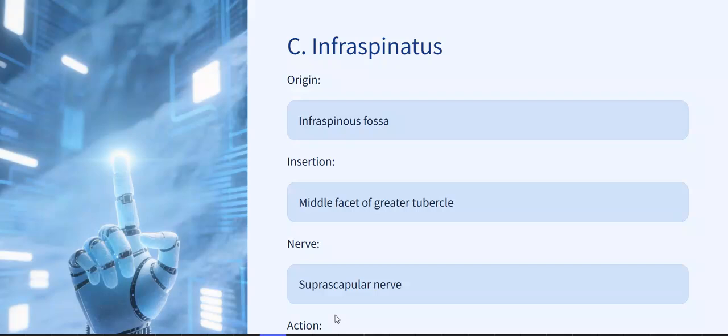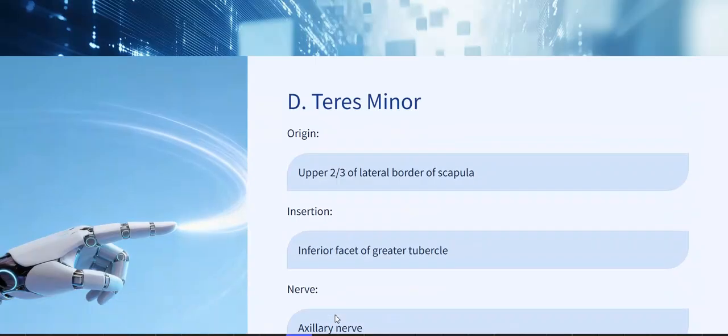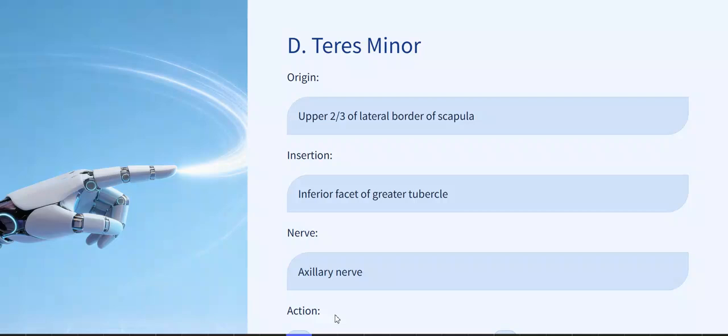B. Supraspinatus. Origin. Supraspinous fossa. Insertion. Superior facet of greater tubercle. Nerve. Suprascapular nerve. Action. Initiates first 15 degrees of abduction. Stabilizes shoulder joint. Clinical note. Most commonly injured tendon in rotator cuff.